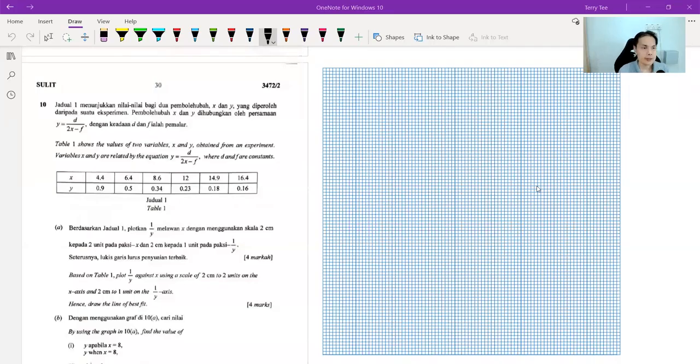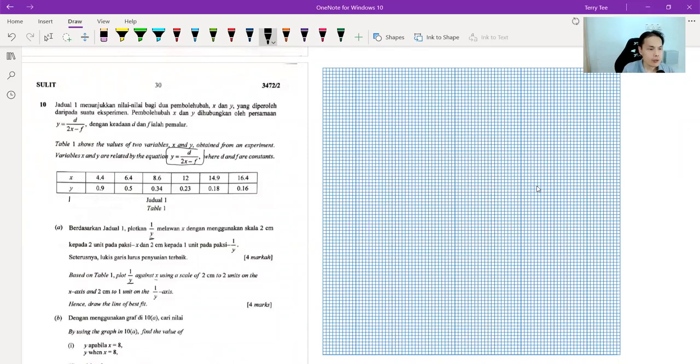Okay, moving on to question number 10. This is from the chapter linear law. We have a table that shows two values of two variables, x and y, obtained from experiment. They are related by this equation here. What we need to do here is to plot 1 over y versus x.